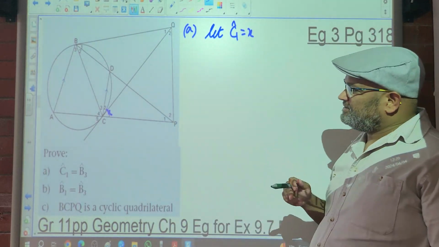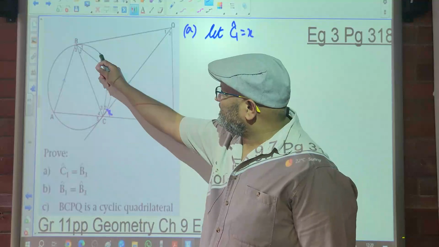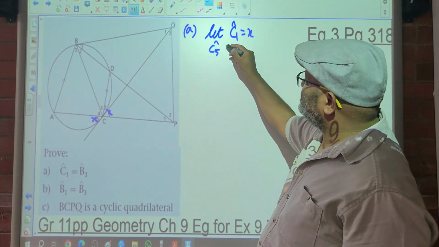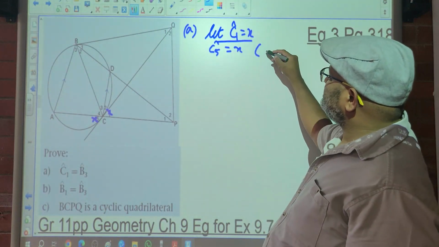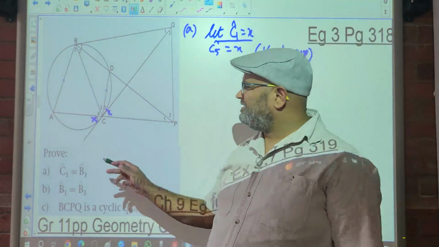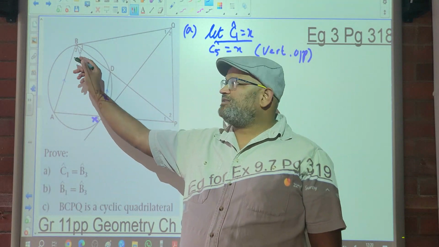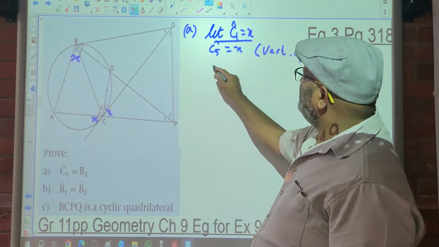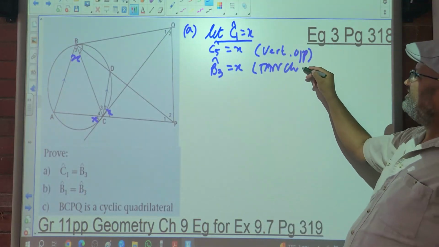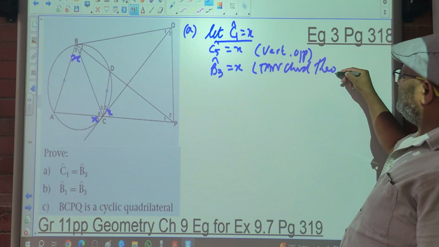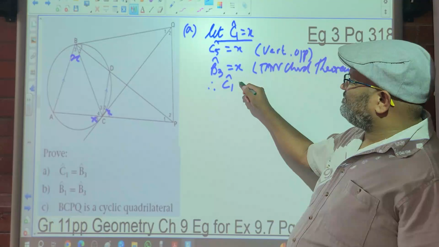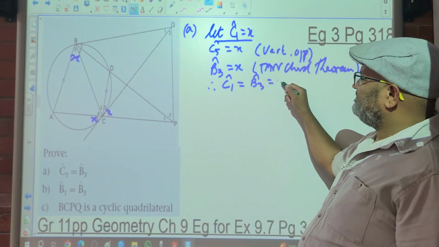Now what? We must prove that C1 is equal to B3. No? This is B3. C1 is equal to C5. So C5 is also equal to x. Why? Vertically opposite. Okay. And then C5 is equal to B3. So B3 is also x. Why? Tan chord theorem. So therefore, C1 is equal to B3, which is equal to?